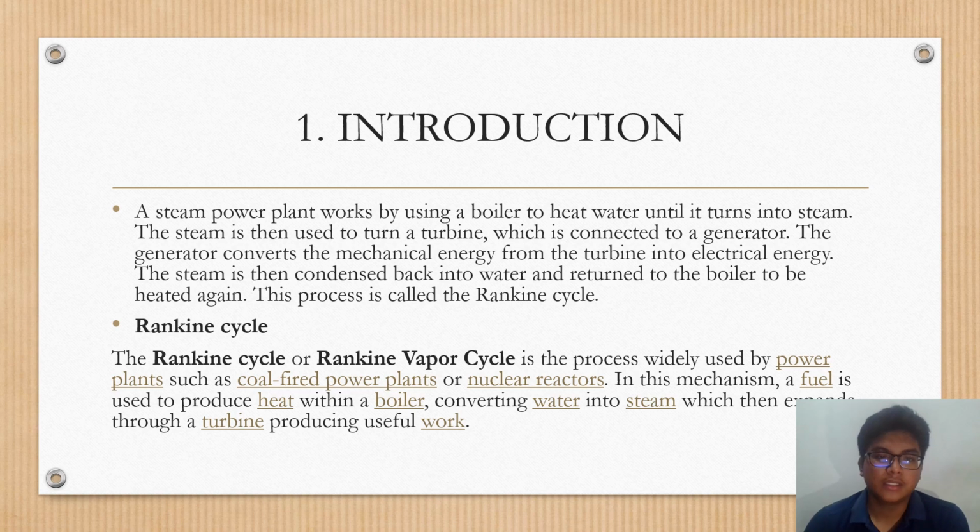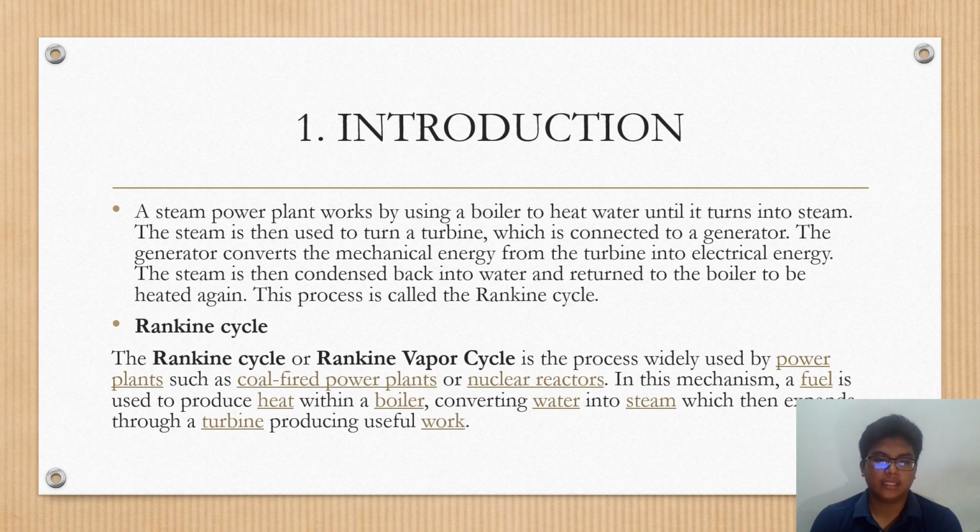For the introduction, a steam power plant works by using a boiler to heat water until it turns into steam. The steam is then used to turn a turbine, which is connected to a generator. The generator converts the mechanical energy from the turbine to electrical energy. The steam is then condensed back into water and sent to the boiler to be heated again. The process is called a Rankine cycle.